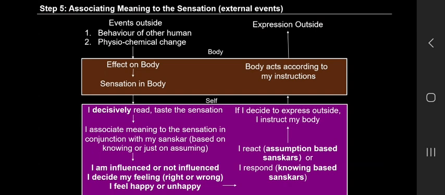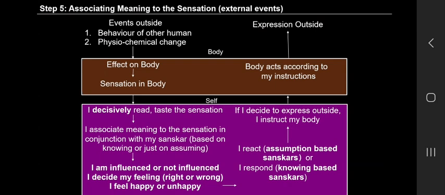What is happening at the level of body? Those words, in the form of sounds, come to my ear. It creates some impacts, effects on my body, on the ear. Then some sensations take place. It is happening up to the body only. Now, if I think that person is important, that listening to that person is important for me, then I decide to read that sound. So it is my choice. Once I decide to read it, I start reading this sound, this sensation that is happening at my ear.